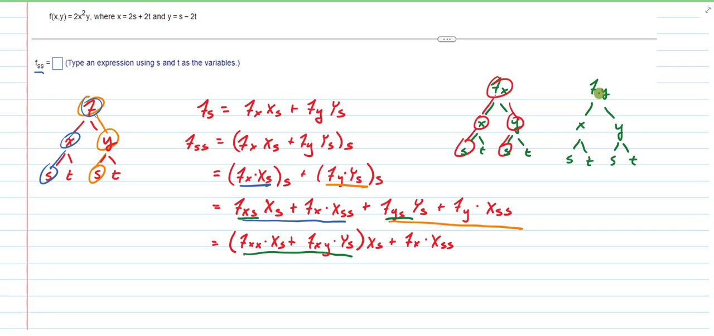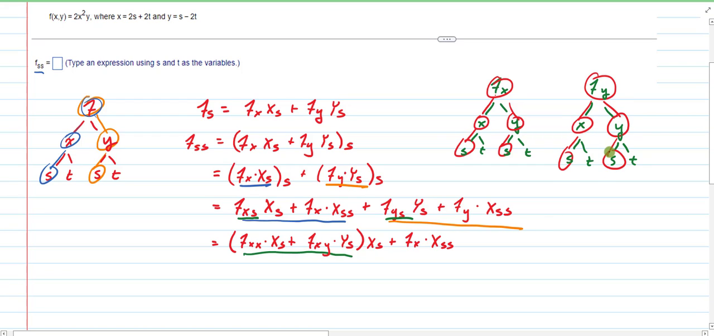And so we're going to take f sub y sub s. So there's f sub y, oops, that should be red. There's f sub y, and how can we get to s? We can go down this way, or we can go down this way. And so I'm going to expand this f sub y sub s right here as plus f sub y x, x of s, plus f sub y y, y sub s.